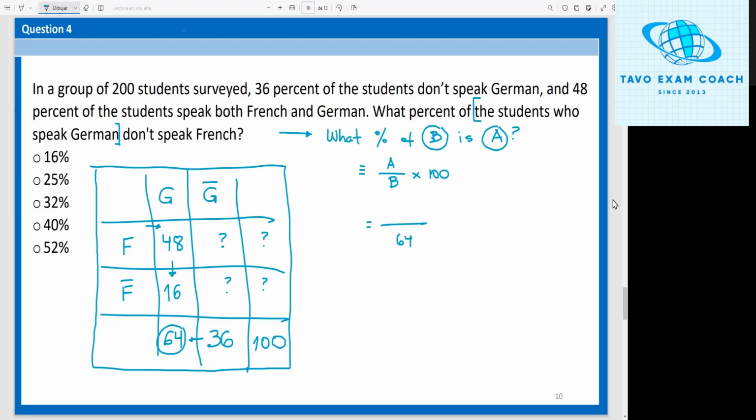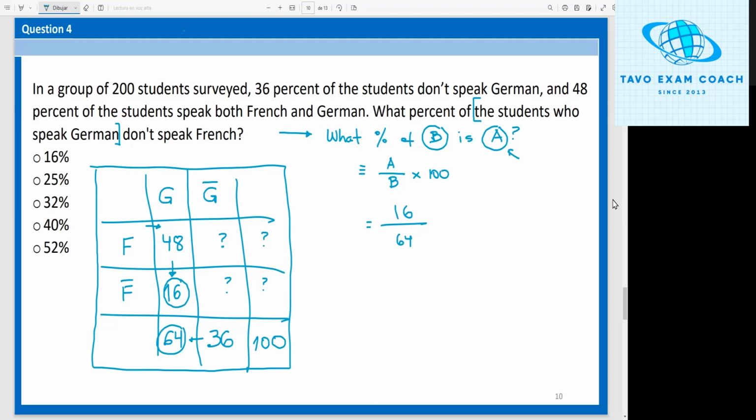What is quantity A? Quantity A is a group of persons among the students who speak German who actually don't speak any French. Are those who don't speak French among or within those who actually speak German? So, who are those who don't speak French but speak German? In the table, we can see those correspond to 16% of the total students.